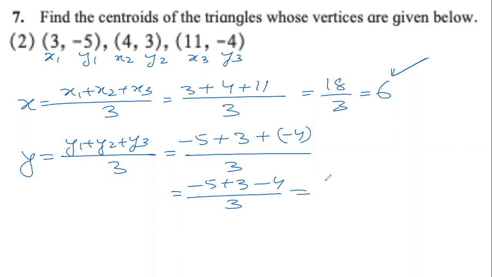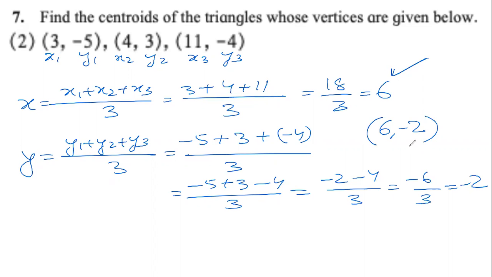Minus 5 plus 3 is minus 2, minus 4 is minus 6, by 3. Minus 6 divided by 3 equals minus 2. So the coordinates of the centroid are 6 comma minus 2. It is not 6 comma 2. It is also not 6 comma minus 6.